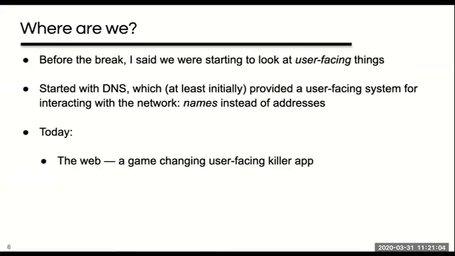So before the break, I said we were gonna start looking at some user-facing things, you know, rather than stuff like routing and TCP, which if everything is going well, you may never see or think about. And we started with DNS, which at least originally provided a user-facing system for interacting with the network based on names instead of addresses. And today, we're going to talk about the web, which is truly the face of the internet and truly a game-changing killer app. And really not just a game-changing killer app, but like a world-changing killer app.